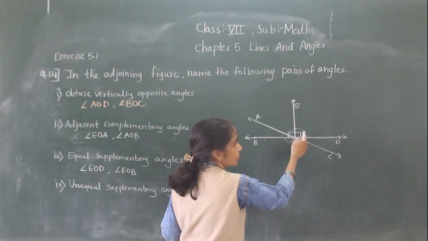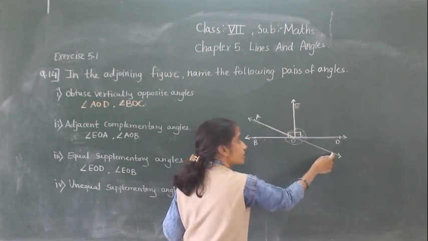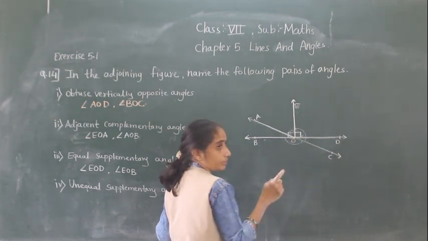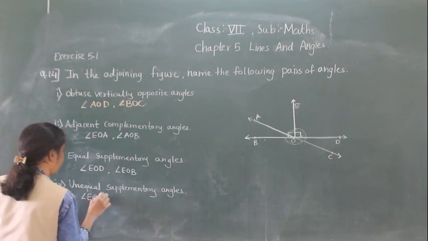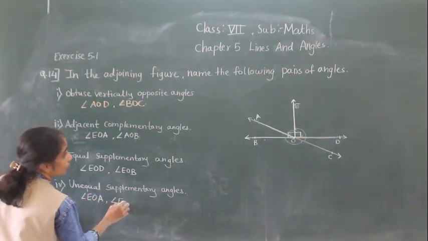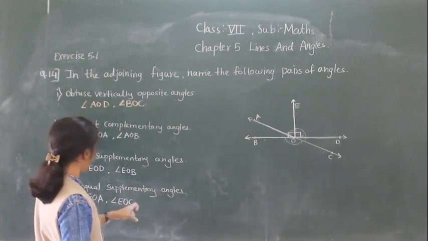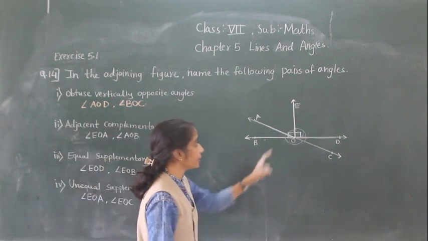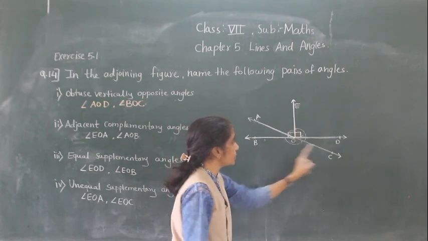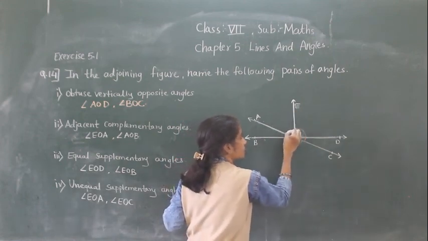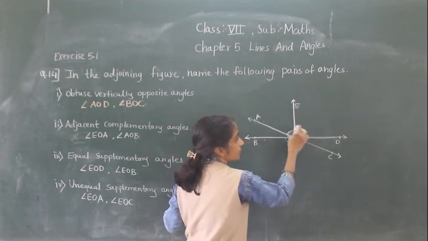These are also supplementary angles. Angle EOA and angle EOC are supplementary, but they are not equal. They are unequal supplementary angles. EOA means this angle and EOC this angle.